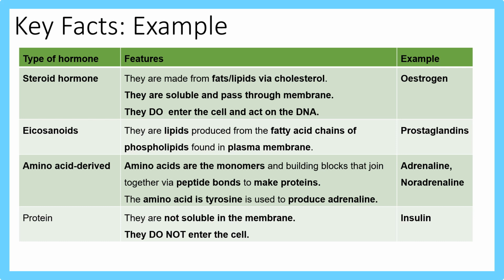And the protein hormones. An example of that would be insulin. Insulin is a type of protein hormone that is released when there are high levels of glucose in the blood. When it is released, it helps convert the excess glucose and helps store it as glycogen. Now, protein hormones are not soluble in the membrane, and they do not enter the cell.